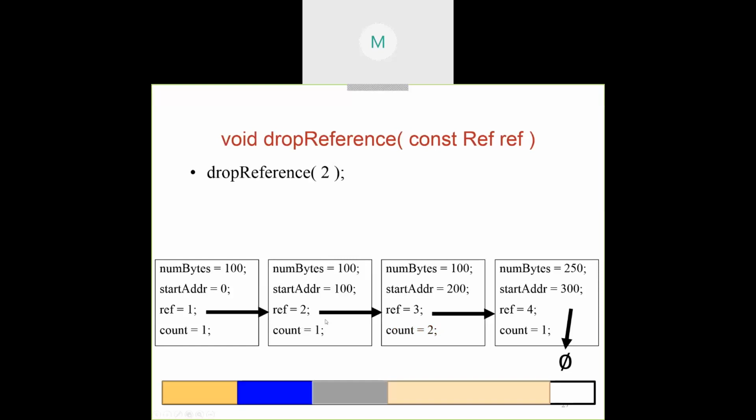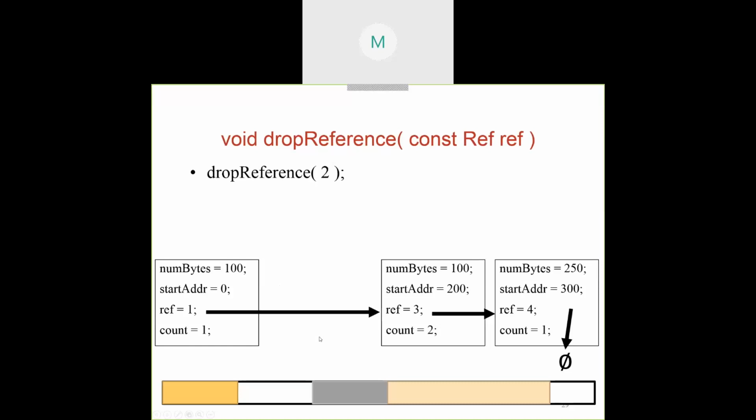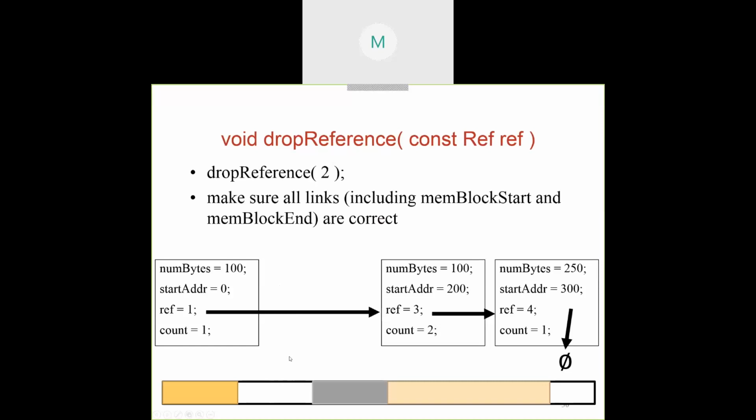And then we are dropping a reference now, and the reference ID is 2. So we are going to drop this one. Okay, so we are making its count equal to 0. Clear? And then we are updating this, right? So we're updating our link, and also you know that this portion is unused now because we just dropped that. So we have to make sure all the links, including memory block start and memory block end, are correct. We need to update all the links whenever we are dropping a reference. Clear?